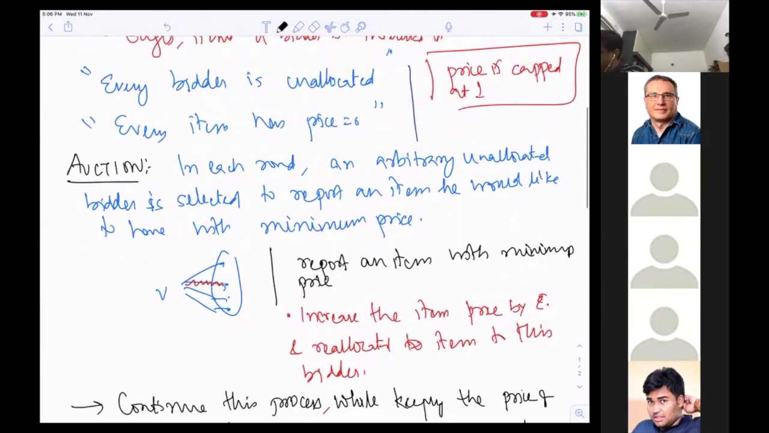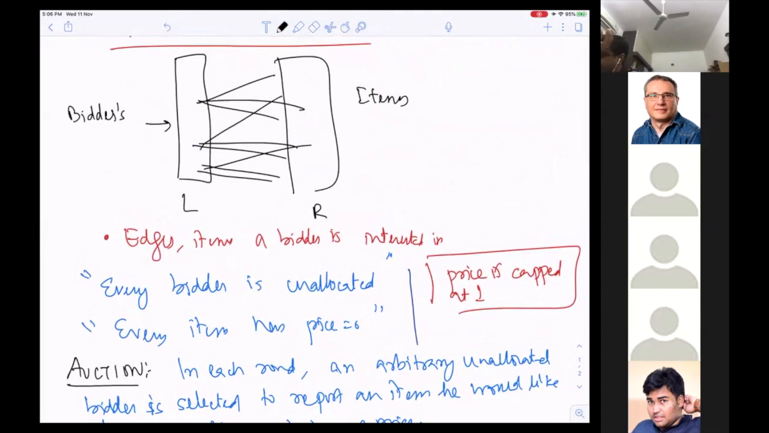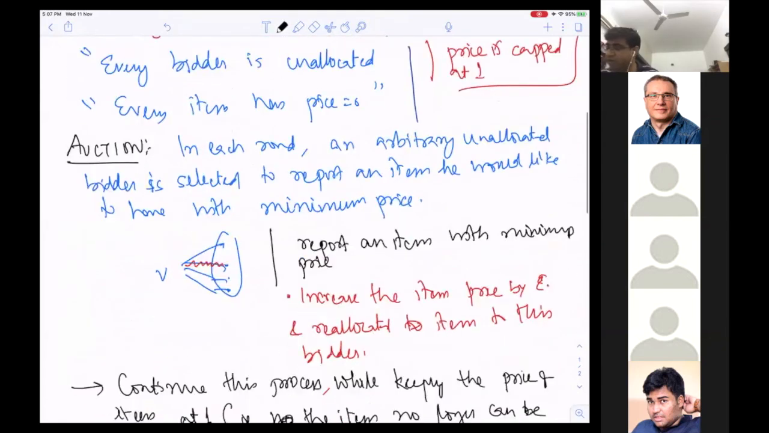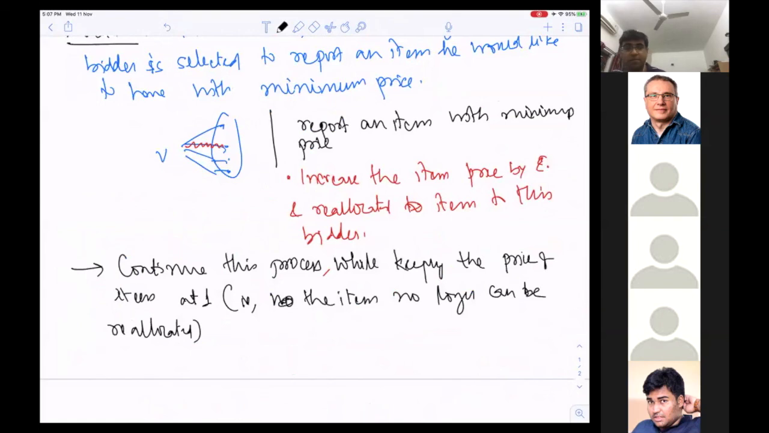So think of this: this is a bidder and this is an item. In the beginning, every bidder is unallocated. There's no assignment, and every item has some price. Now notice that in this process, every item is integral. Either I assign it to you or to someone else, not fractionally. At each step, I pick a bidder who has not been allocated any item. He looks at all his neighbors and picks an item with minimum price.